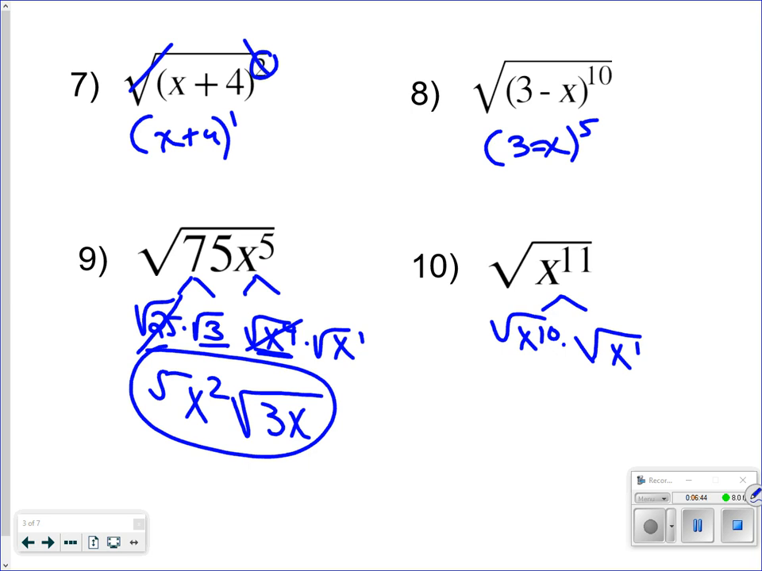Now you can do the first half. 10, even power, cut it in half. 5. Take off this radical sign. It's just x to the 5th, and then the part in the back is just going to drop down. Square root of x. X to the 5th times the square root of x is your answer.